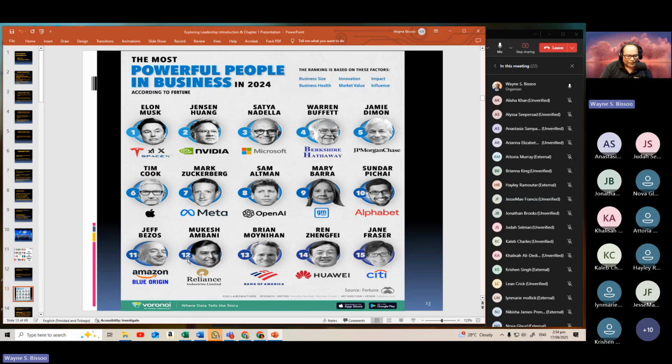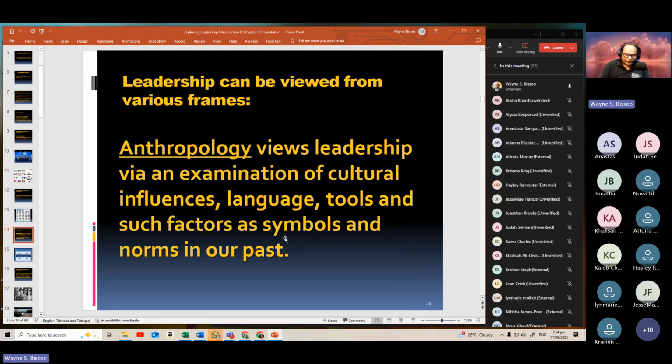Because at one point in time, Amazon, Jeff Bezos was up at number one too. So think about it from that perspective. All right. Another methodology that we're going to be looking at leadership through is anthropology.